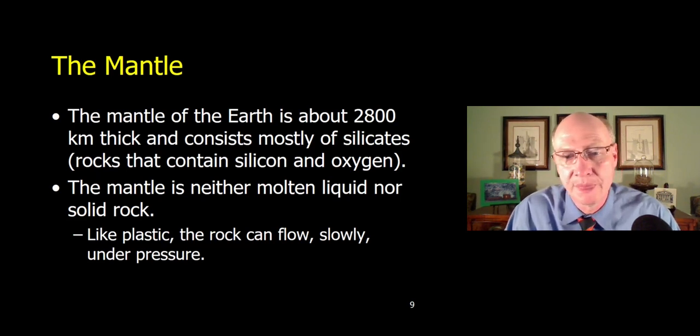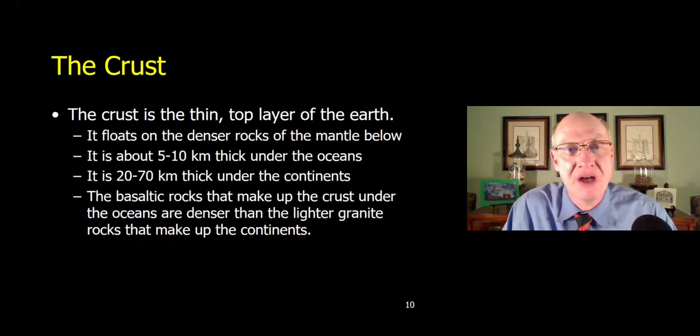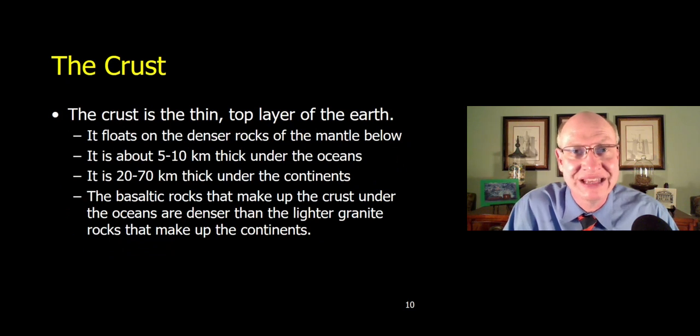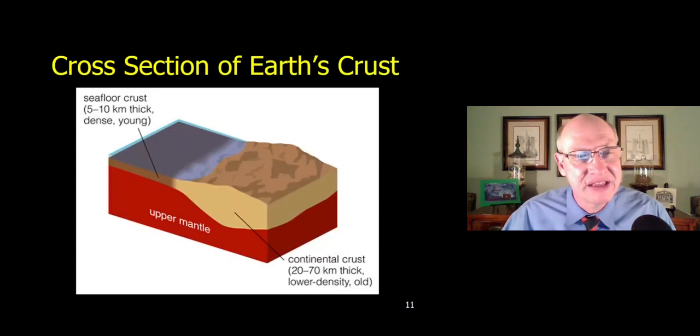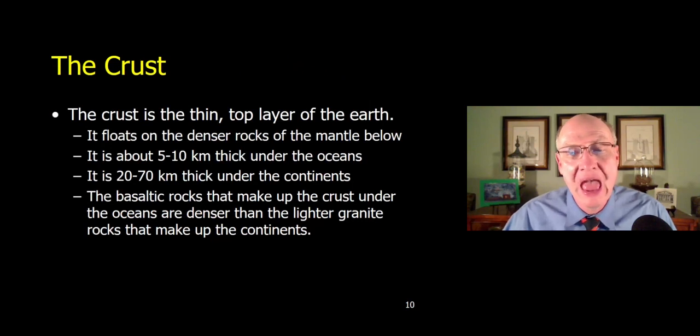And then finally, on top of the mantle, we have the crust, which is a very, very thin layer on top. It floats on the denser rocks of the mantle below. The crust of the Earth is about 5 to 10 kilometers thick in the oceans, which is the thinnest part of the Earth's crust. And then on the continents where we live, the continental crust is significantly thicker, typically 20 to 70 kilometers thick.